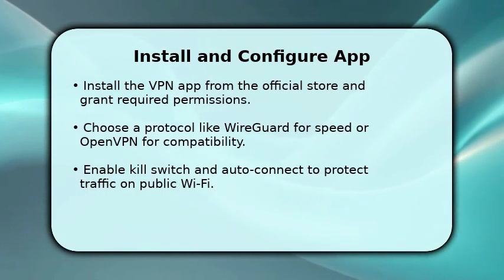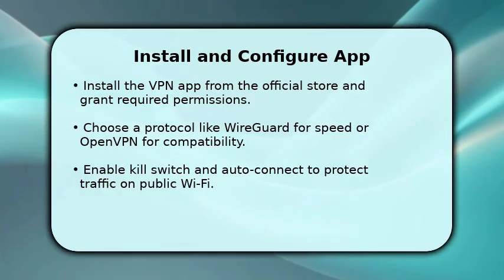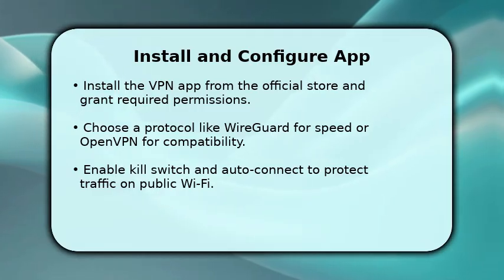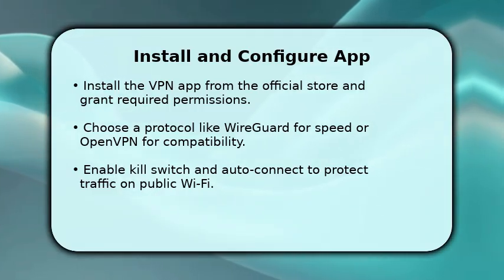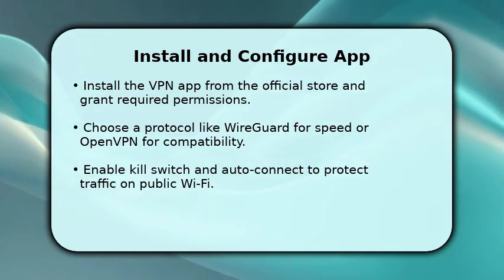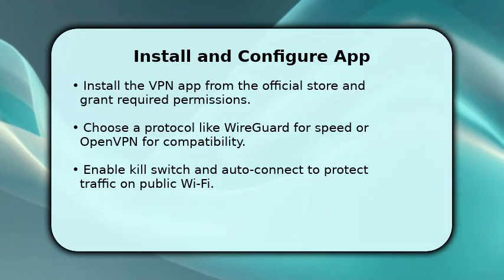Install the VPN app from the official store and grant required permissions. Open the app and sign in using the account email and secure password you created. Choose a protocol like WireGuard for speed or OpenVPN for wider compatibility with services.